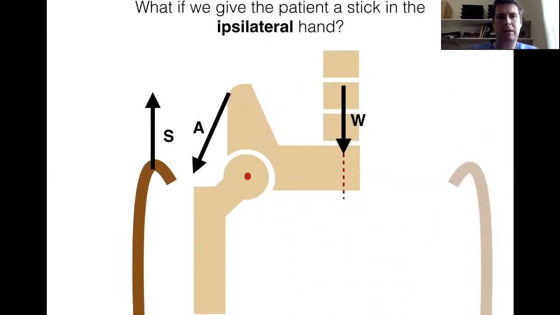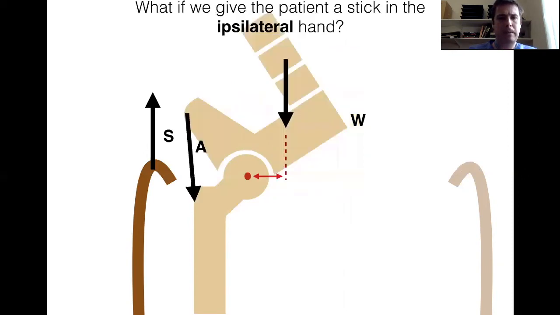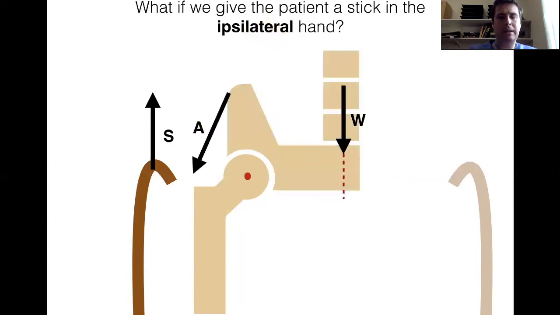So what happens if we give the patient a stick in the ipsilateral hand? Well, we've added S on the other side of the hip now. In this scenario, patients may actually lean more over their hip. In real life, they may lean over more on their hip so they can put more force on the stick. But we're going to consider that they're not doing that and that they're maintaining their pelvis in the same position as before.